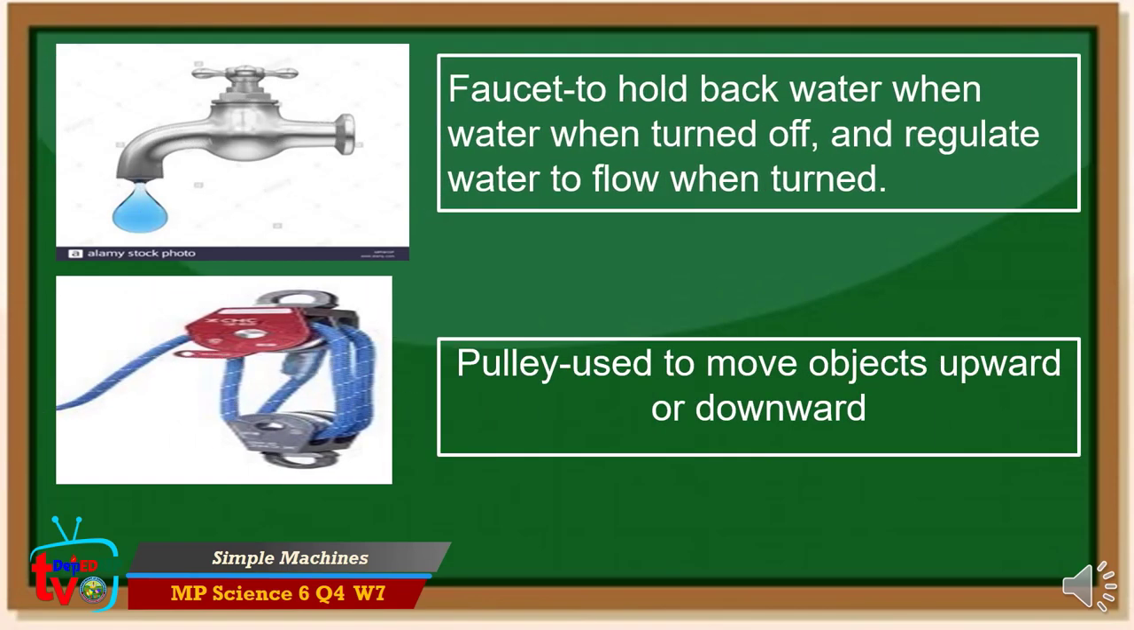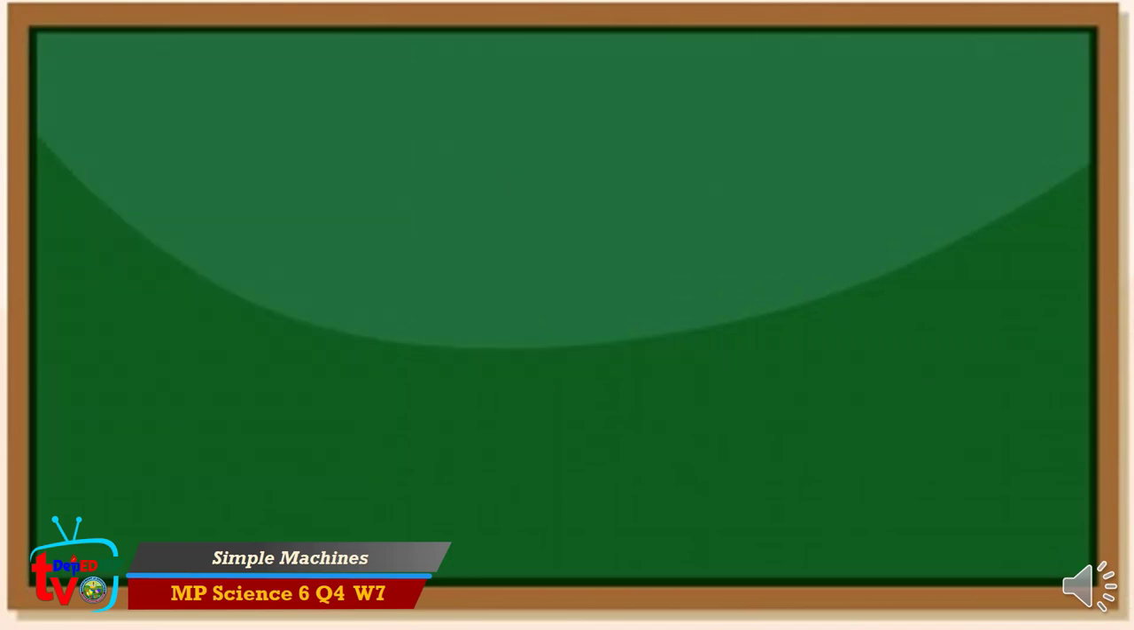Number four picture is a faucet. It is to hold back water when turned off and regulate water to flow when turned. And number five picture is a pulley. It is used to move objects upward or downward. We will go now with the post-assessment.